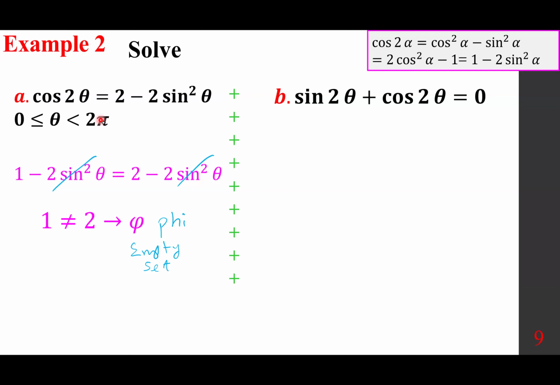Another way: because you have only sine and cosine and nothing else, move one of them. Doesn't matter which one. It becomes negative on the other side, in this case cosine, so becomes negative cosine 2 theta. Divide both sides either by sine or cosine to get into tangent or cotangent. So we're going to divide both sides by cosine of 2 theta.